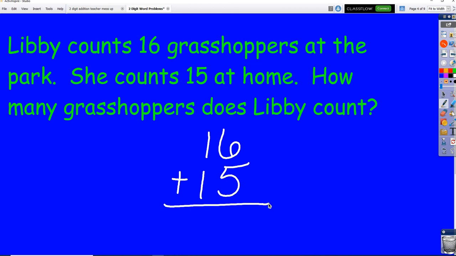And I'm going to add this one just like we've learned. I do the one side first, and I know that 6 plus 5 is 11. I have to regroup again. Remember, I can't put the whole 11. And then I can see that the 10s would be 3. So good. There were 31 grasshoppers. Good job.